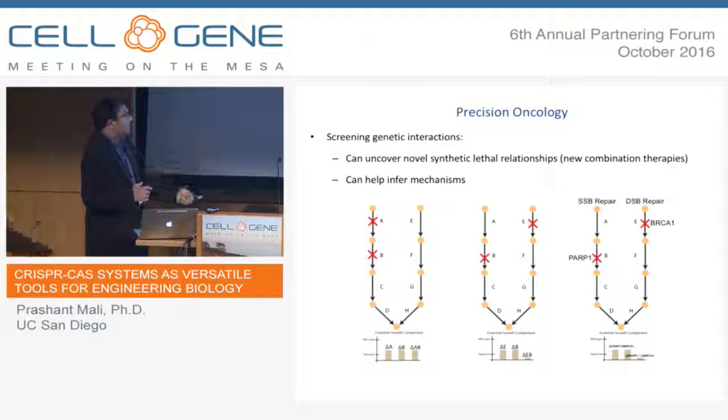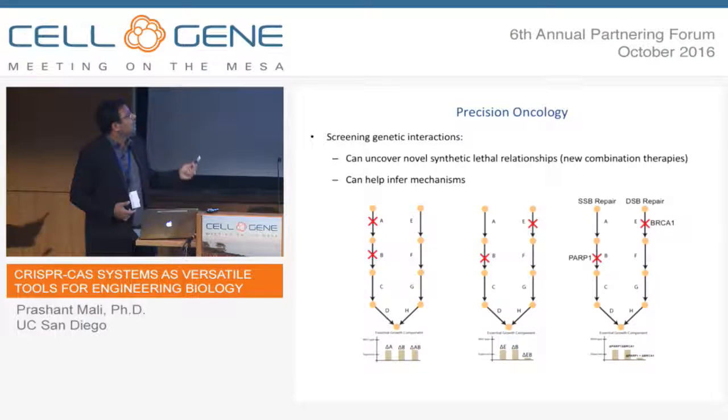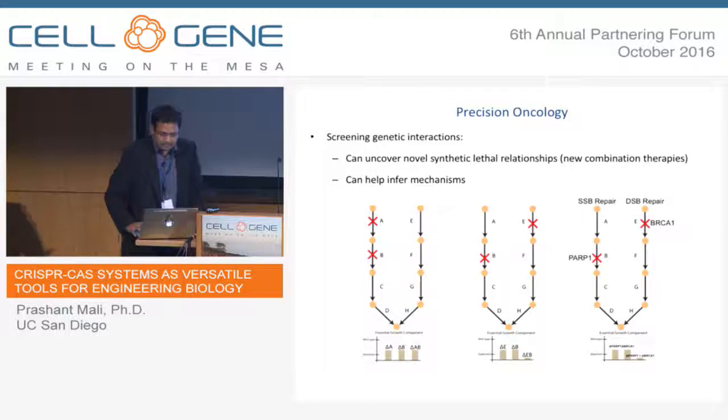And of course, if one knows the pathway, then it's easy to design it. But often when the pathways are not present, then a systematic screening approach can actually help us infer these underlying mechanisms themselves.